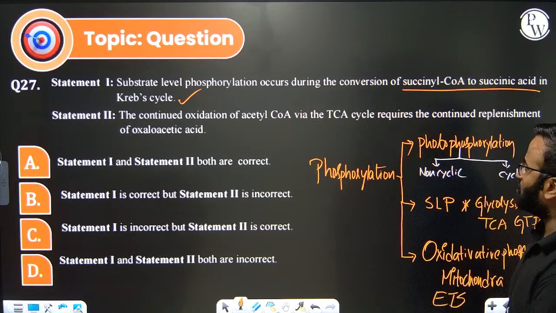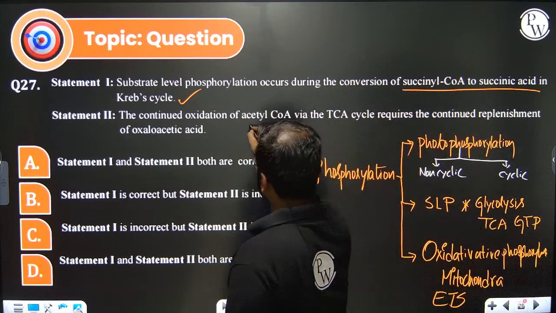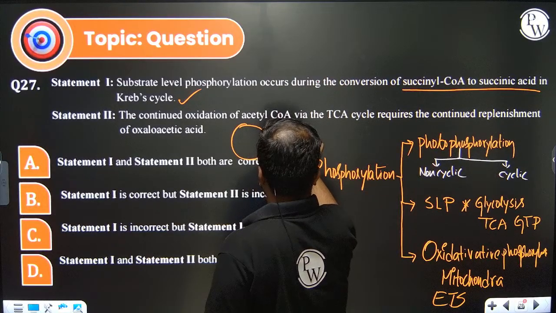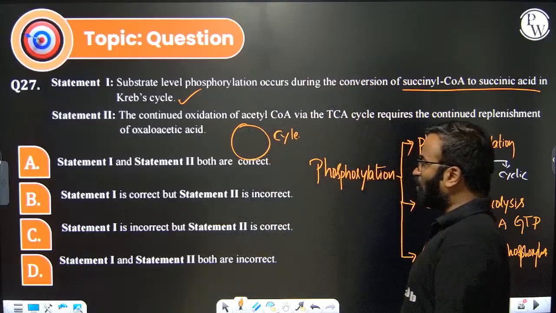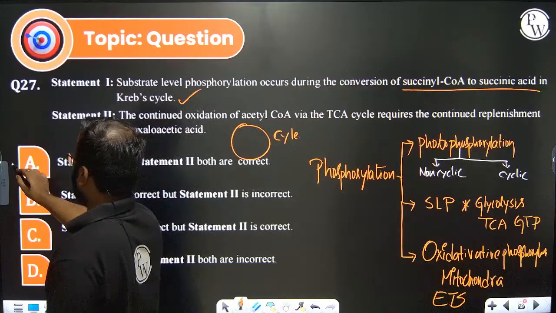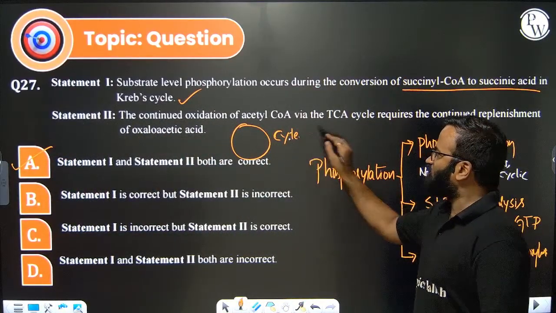The continued oxidation of acetyl CoA via the TCA cycle requires the continued replenishment of oxaloacetic acid. That's the reason why it is a cycle, right? There has to be a continuous supply of all the intermediates. So I would go with A as our answer. Both the statements are true.